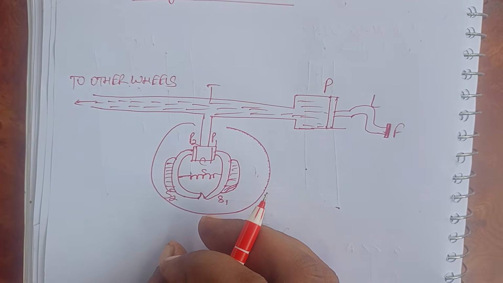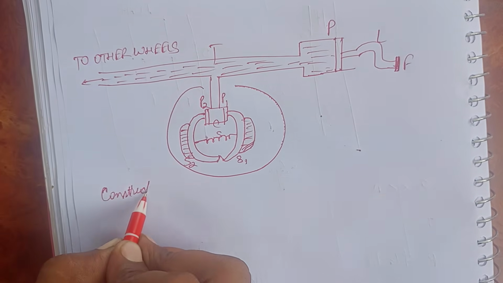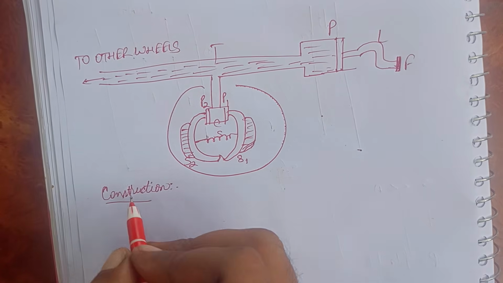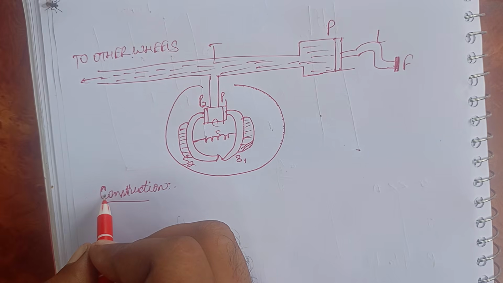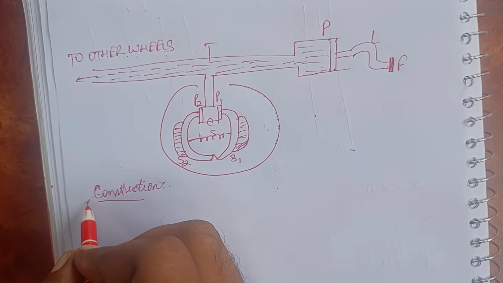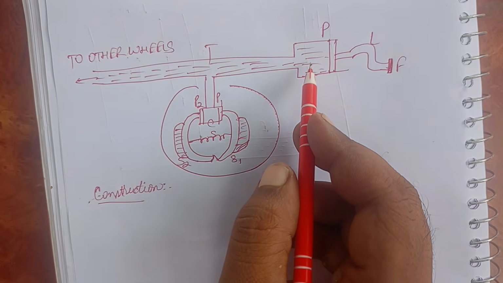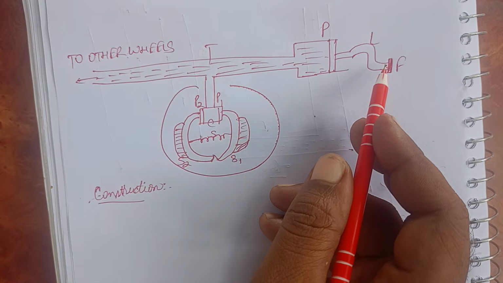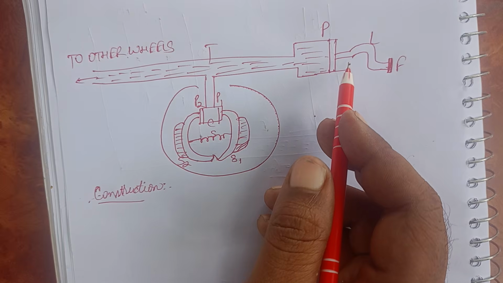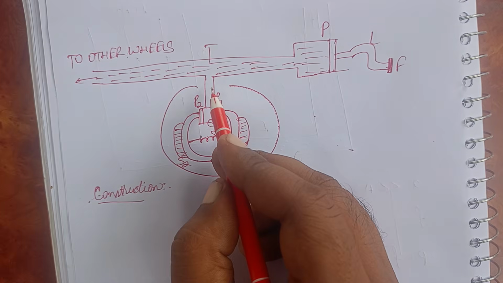The working of hydraulic brakes is based on Pascal's law. Construction: it consists of a master cylinder filled with brake oil and provided with an airtight frictionless piston P. The piston is connected to the brake pedal F through a lever system L. The master cylinder is connected to the wheel cylinder C through a tube T.